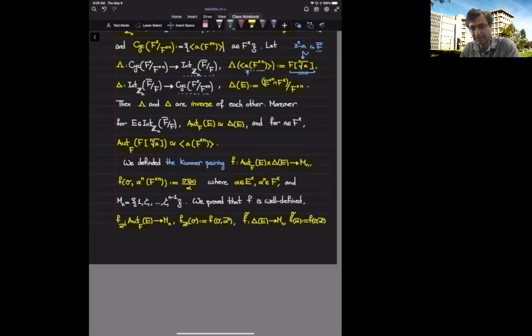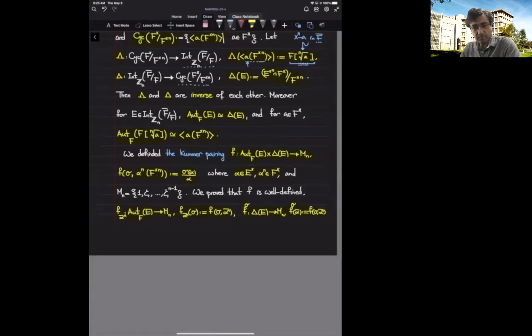So the main tool for us to prove delta and lambda are well defined and get the rest of the argument is a function that is called the Kummer pairing of the groups of automorphisms of E over F and delta of E. We defined the Kummer pairing, and let me quickly recall what it is.